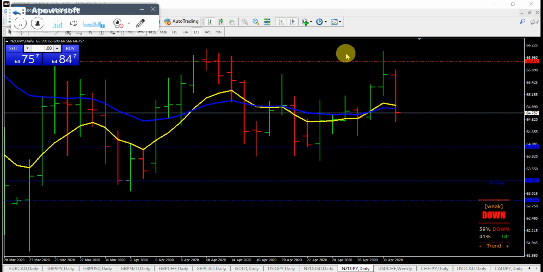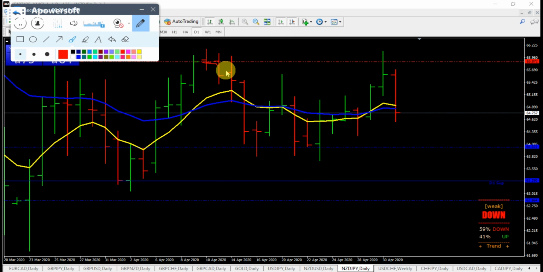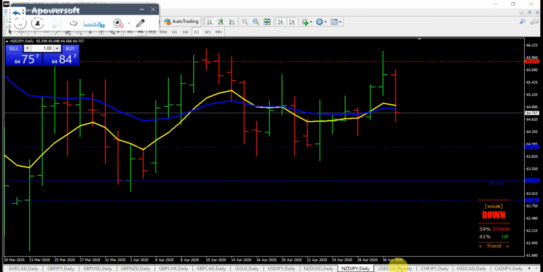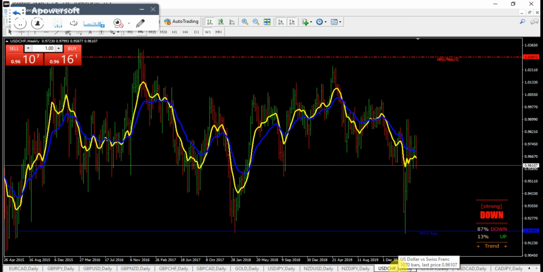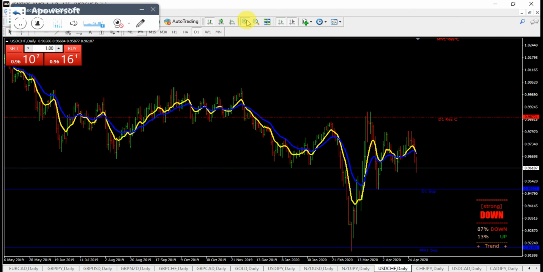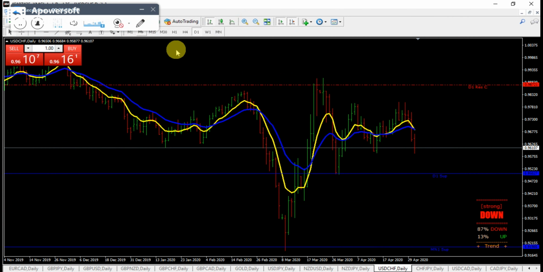As you can see, this already touched my resistance level. One of my resistance levels was touched here, down, support level, up, and now it's going down again. But I'm not interested in trading NZD JPY nowadays. USD CHF, we have to keep an eye on that because that's one of the key pairs, and I'm expecting this pair to go up.